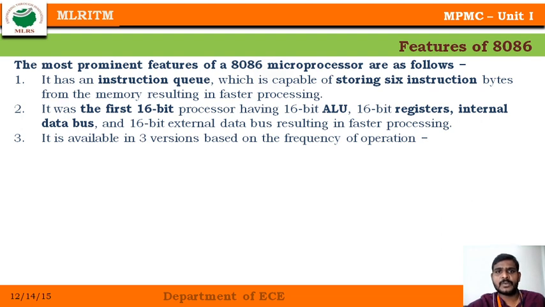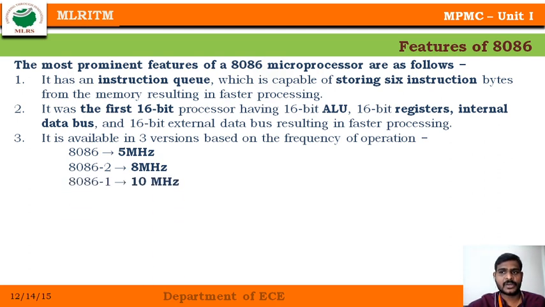And it is available in 3 different versions based on the frequency at which the 8086 can operate. One is the 8086 simple, which works at 5 megahertz. The 8086-2 works under an 8 megahertz clock frequency, and the 8086-1 works under a 10 megahertz clock frequency.